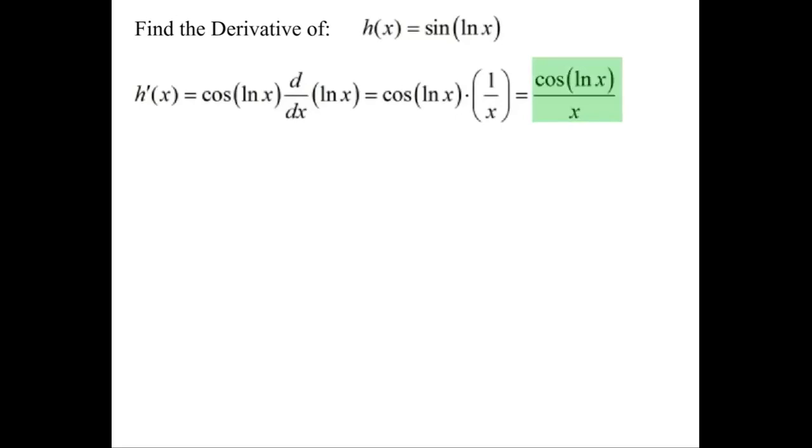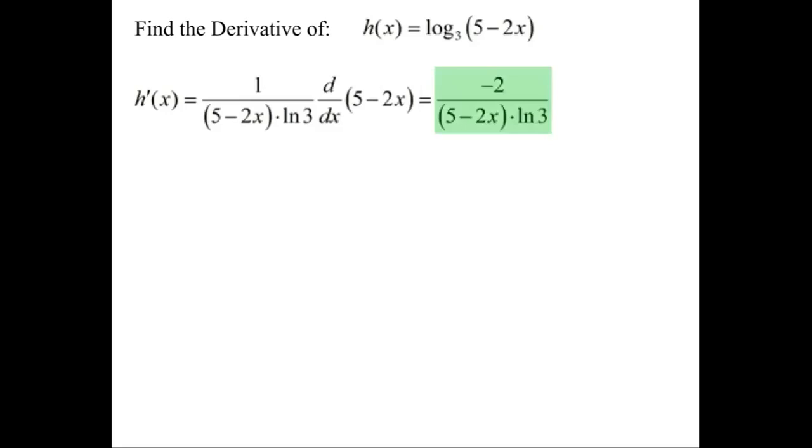Let's try a function of a logarithm with a base other than e. Find the derivative of h of x equals log base 3 of 5 minus 2x. So once again, we have a composition of functions. The outer function is log base 3, and the inner function is 5 minus 2x. Taking the derivative of log base 3, we have that it's equal to 1 over 5 minus 2x times the natural log of 3. And when we multiply the expression by the derivative of the inner function, we have that the final derivative is equal to negative 2 over the quantity 5 minus 2x times the natural log of 3.